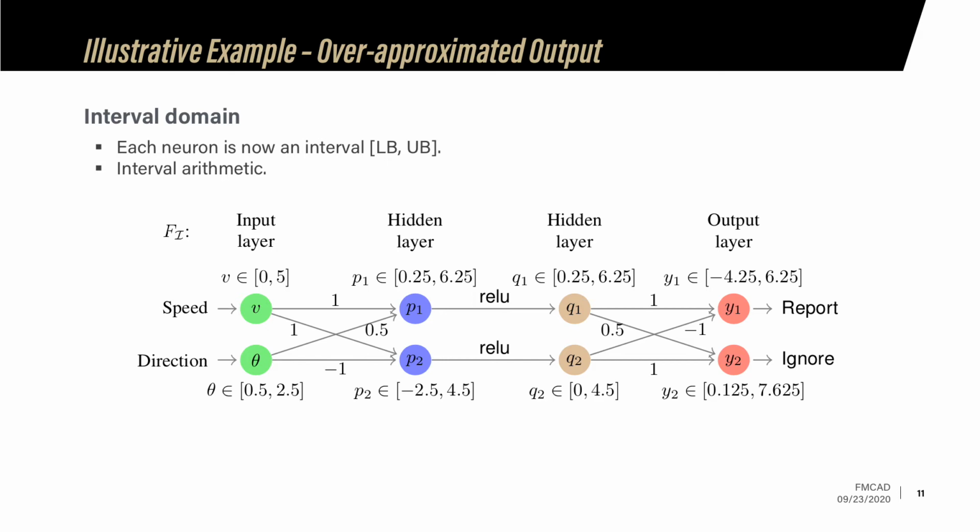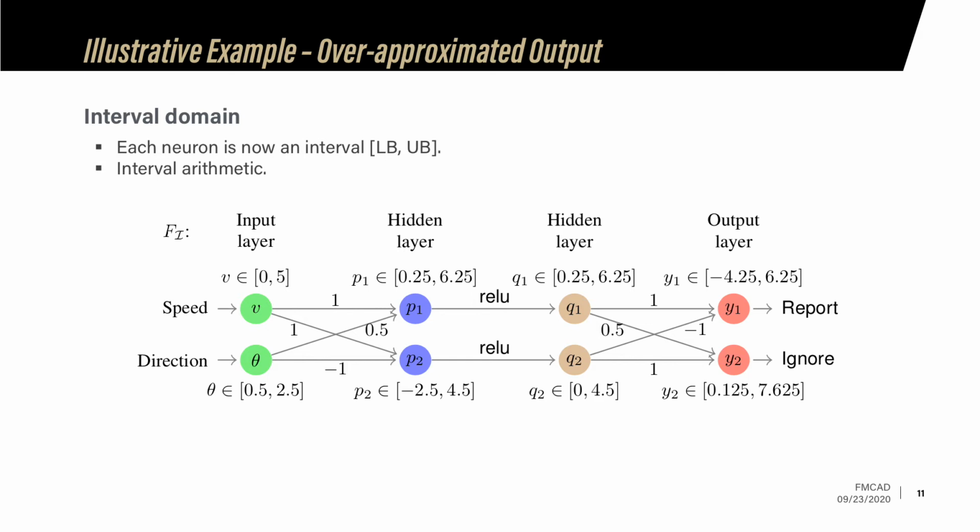The propagation of these intervals through interval arithmetic, and also the ReLU activation functions, are specifically handled in the interval domain. Take the node P2 to node Q2, for example. If the interval maintained for P2 has a negative lower bound, the ReLU function on the interval domain will just reset that lower bound to 0.